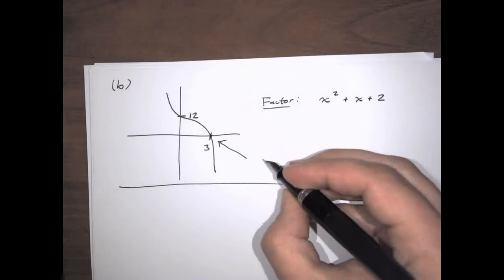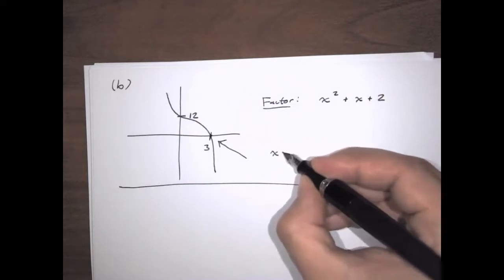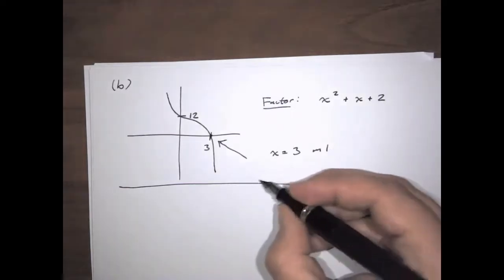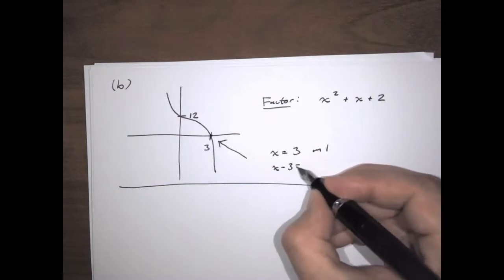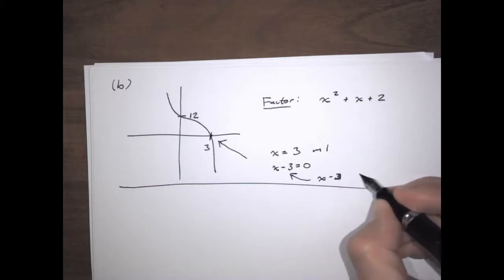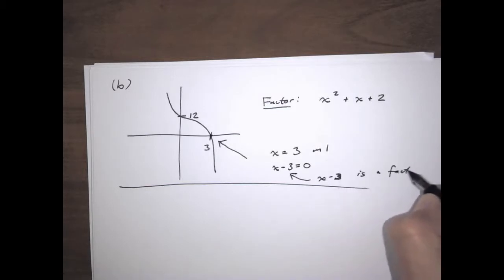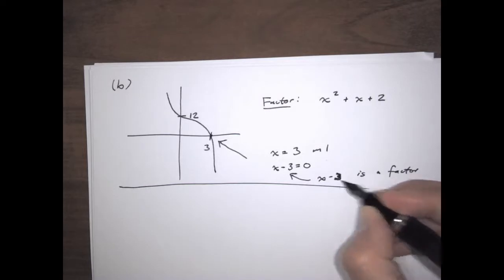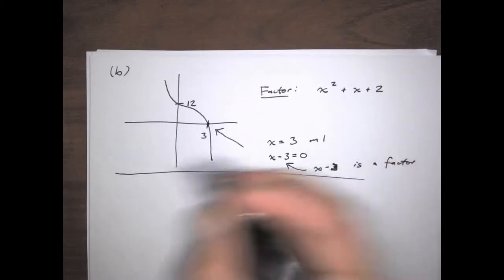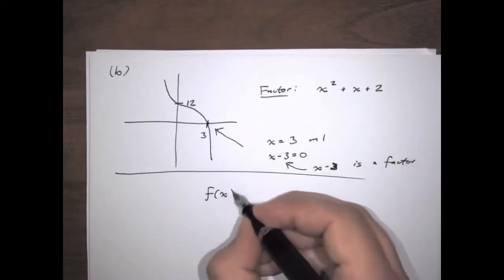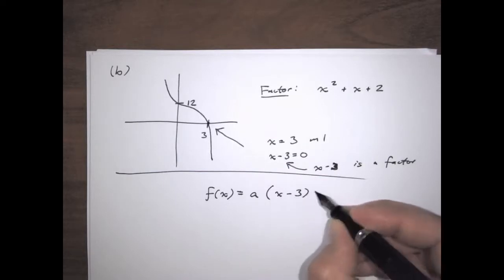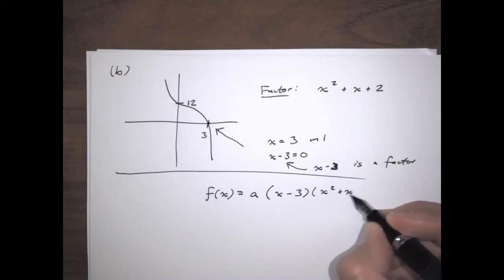Well, so far everything is pretty normal. X equals 3, apparent multiplicity of 1, which means that x minus 3 equals 0 would produce x minus 3 as a factor. So x minus 3 is a factor of this. Okay, well then, that means that f of x is going to have the format some mystery coefficient times x minus 3 times x squared plus x plus 2.